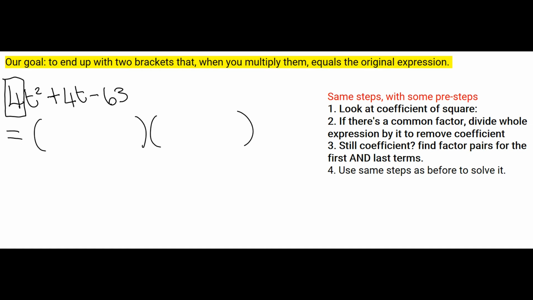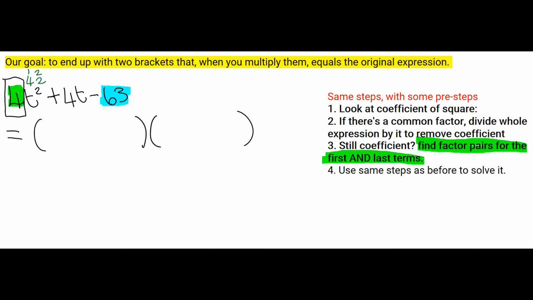Now, instead of dividing everything by 4, we need to find factor pairs for the first and the last terms. This means we need to find the factor pairs of 4 as well as the factor pairs of 63. So let's get to that. Factor pairs of 4, they're going to be 1 and 4 and 2 and 2.